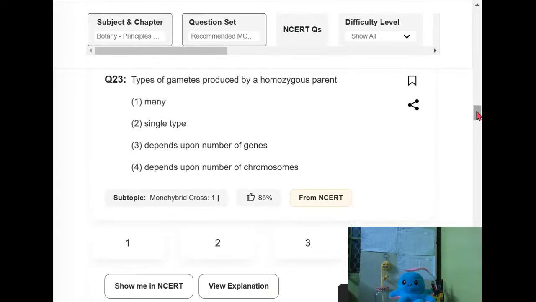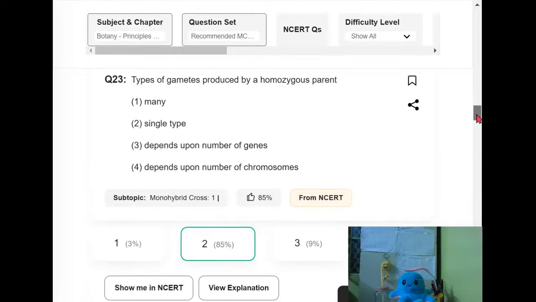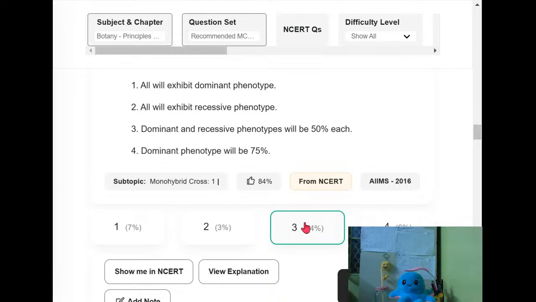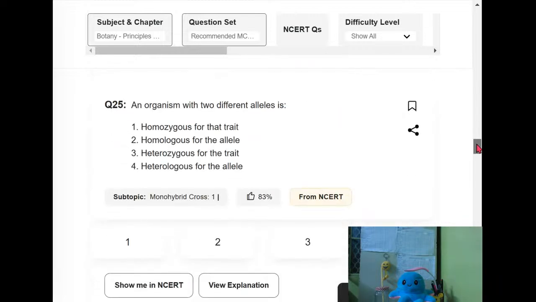Type of gamete produced by homozygous parent? Single type. If A represents the dominant gene and a represents the recessive gene, which of the following would be the most likely result in the first generation offspring when Aa is crossed with aa? Dominant and recessive genotype will be 50% each. Yes. An organism with two different alleles is heterozygous for the trait.